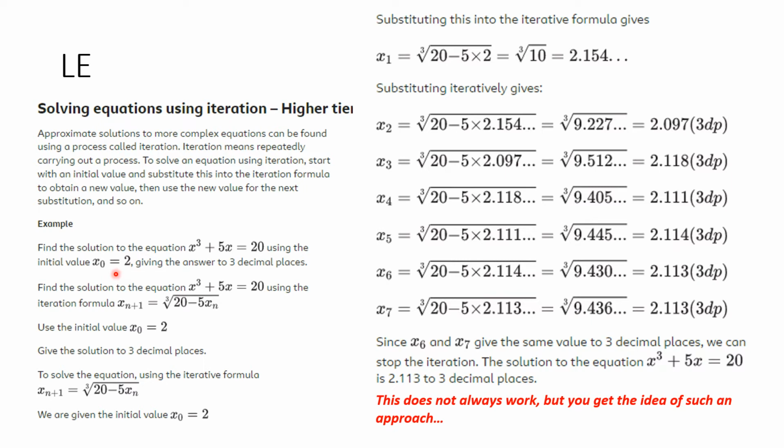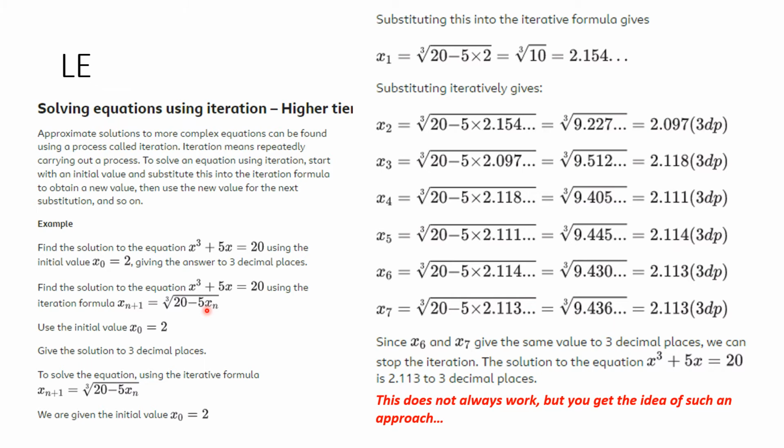So what we're going to do is solve this for x, and we'll say that x sub n plus 1 is equal to the cube root of 20 minus 5 x sub n. So you see, if you know the nth value, you can determine the n plus first value. So let's see what happens when we take the initial value x0 equal 2.